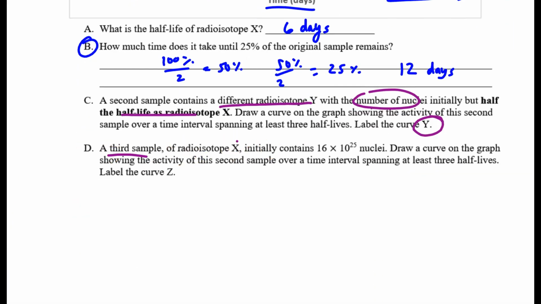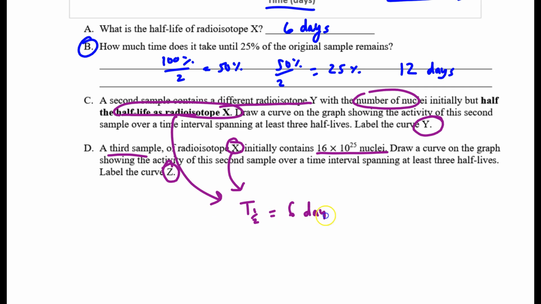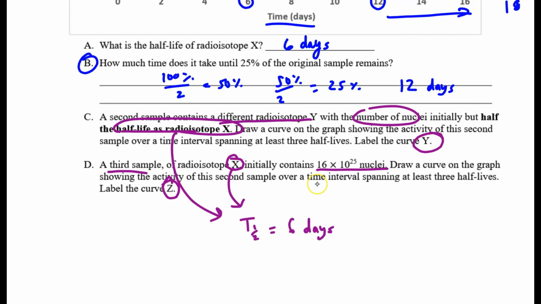Finally, we have a third sample, isotope X. It initially has 16 times 10 to the 25 nuclei. Draw the curve, label it Z. Well, what's the half-life? Oh, it's the same as initially. 6 days, because it's the same substance. That's tricky. So we know the half-life is still 6 days because it's the same nucleus.